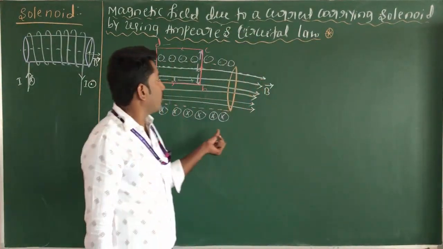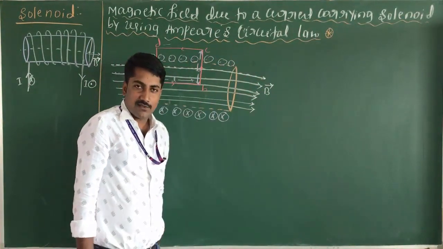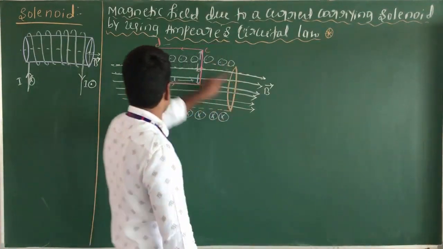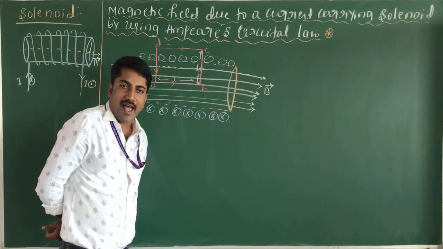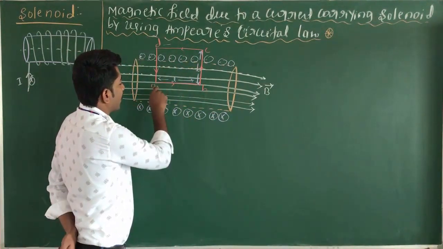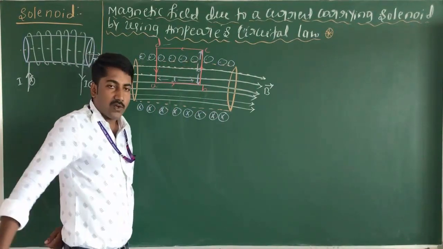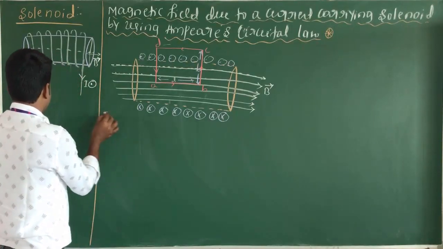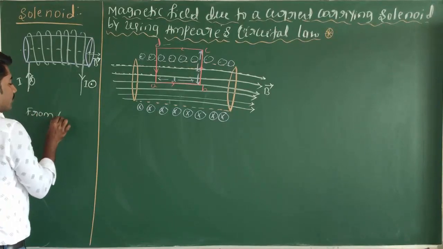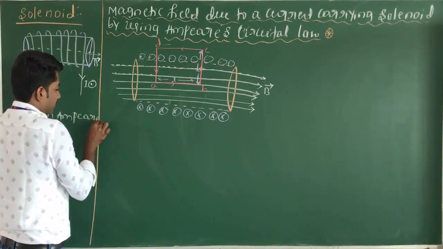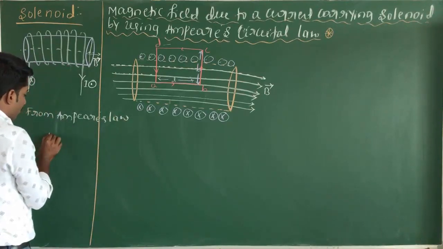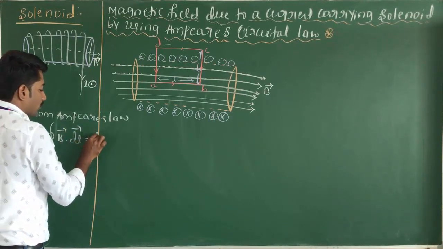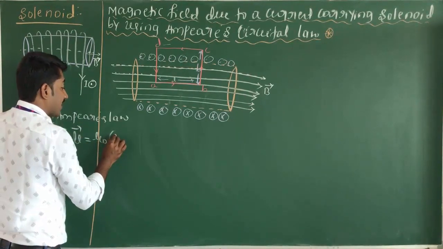Now I am going to find the magnetic field due to the current carrying solenoid by using Ampere's Circuital Law. When you use Ampere's Circuital Law, here I draw the rectangular Amperian loop around this solenoid. Here A, B, C, D. This is the rectangular Amperian loop. From Ampere's Circuital Law, we know the equation: the line integral of magnetic field B dot dl is equal to mu naught into the net current enclosed.